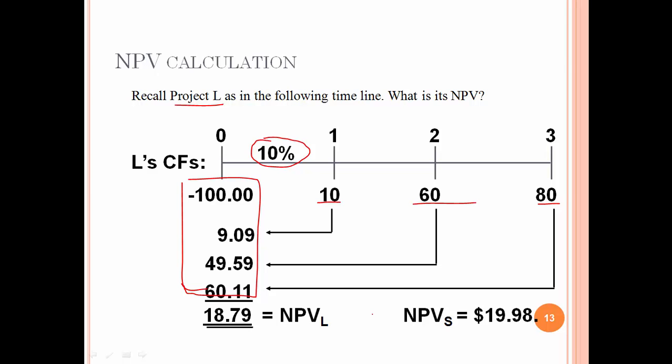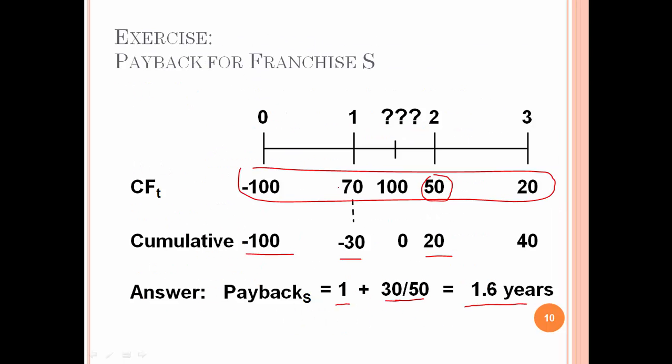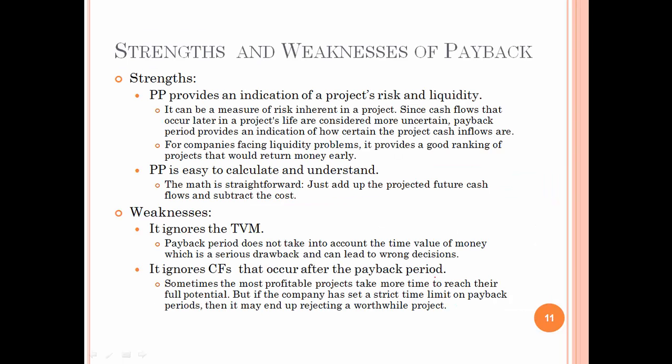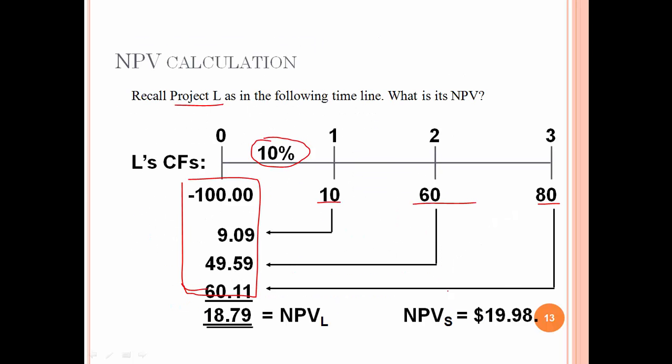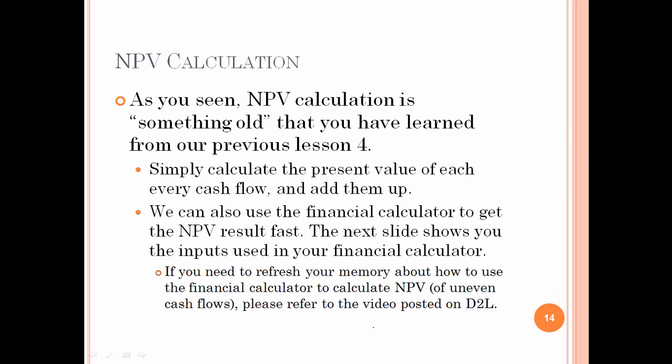If you look at the project S, which is the other project with a timeline like this, you can also calculate its NPV under 10% discount rate, and it will be 19.98, a little bit higher than the NPV of project L. So as you see, NPV calculation is something old that you have learned from our previous lecture, lecture 4. We simply calculate the present value of every cash flow and then add them up.